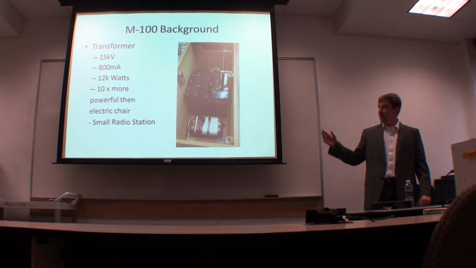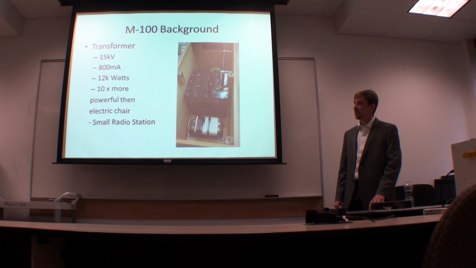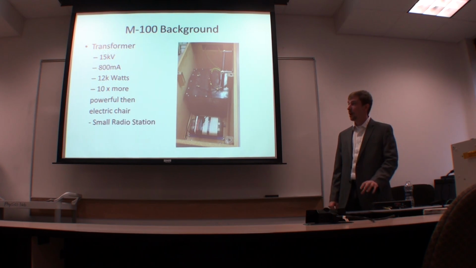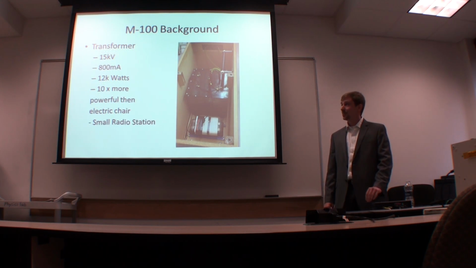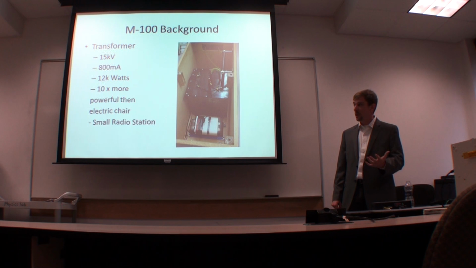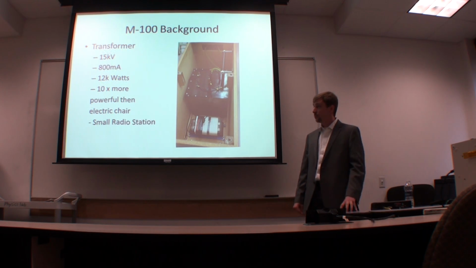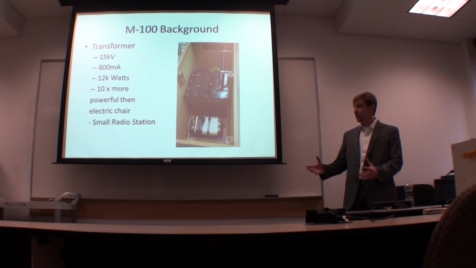The DC transformer that powers this Tesla coil is very large. It's 15 kV, excuse me, 15,000 volts. It runs at 800 milliamps, and that's about 12,000 watts. For some reference, that's 10 times more powerful than an electric chair, and that will definitely power a small radio station.